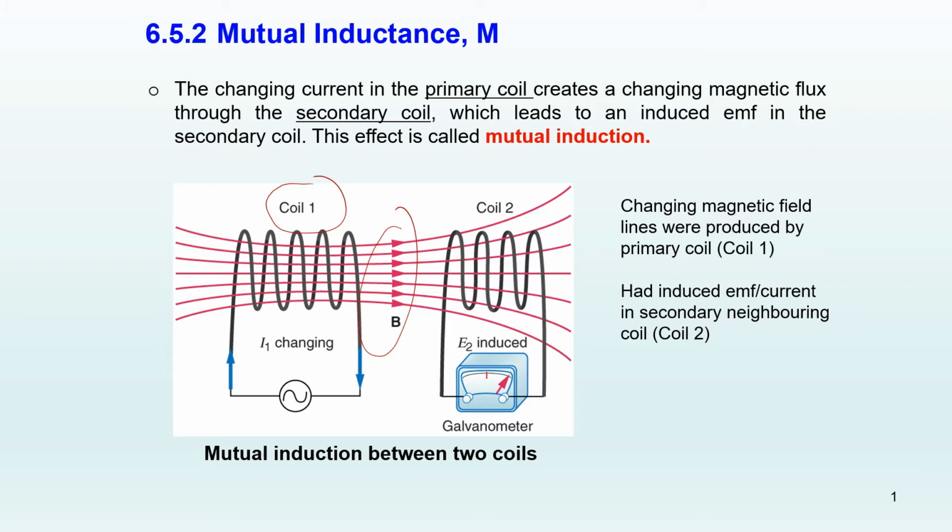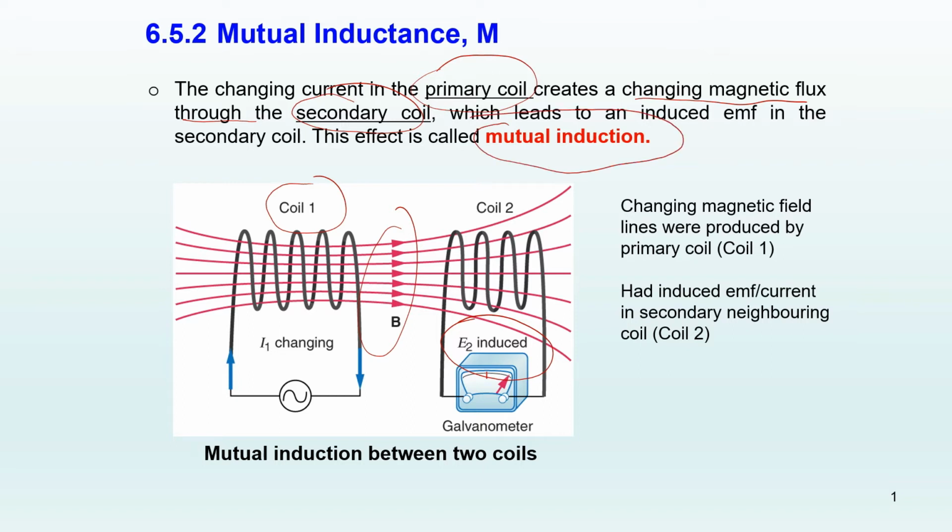Alright. So the changing of the magnetic flux from coil 1 will induce an EMF in coil 2. The EMF induced in coil 2 originates from the change in current, or the change in magnetic flux, from coil 1 passing through coil 2. The changing current in the primary coil, coil 1, creates a changing magnetic flux through the secondary coil, which leads to an induced EMF in the secondary coil. This effect is called mutual inductance.